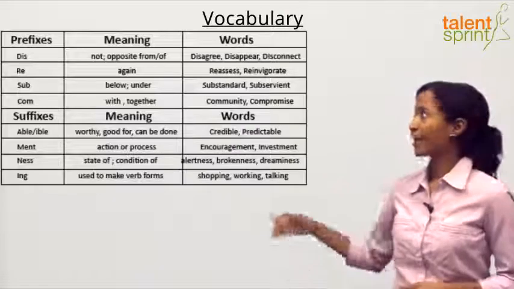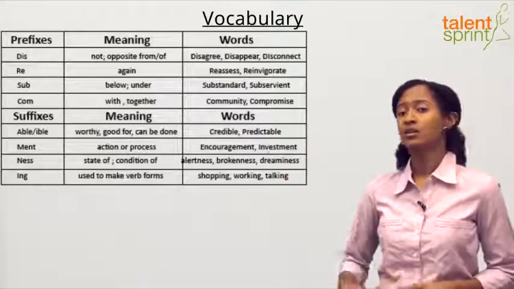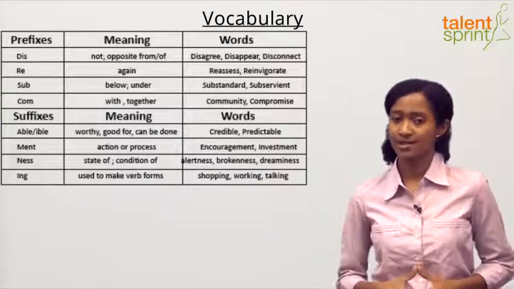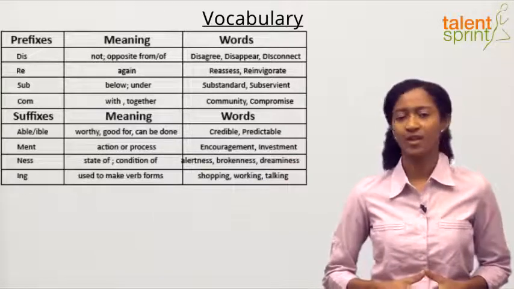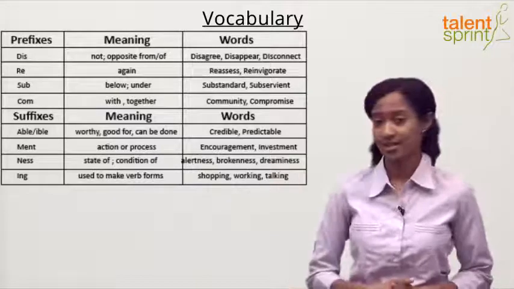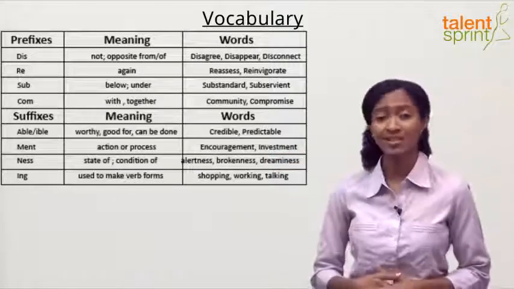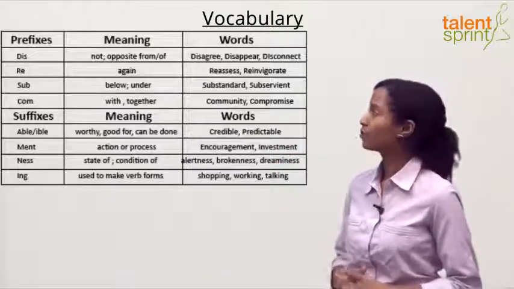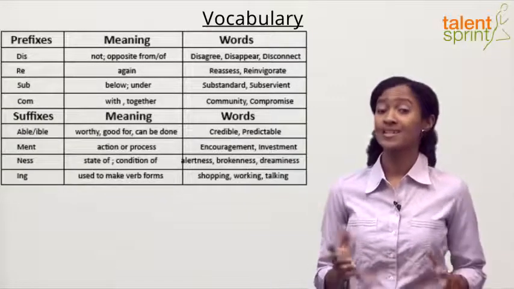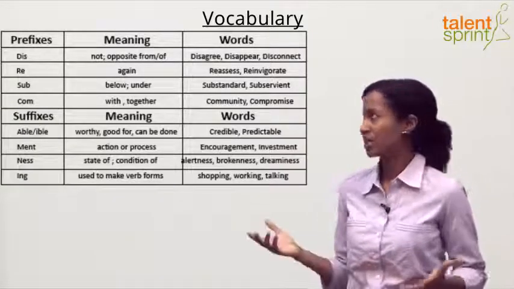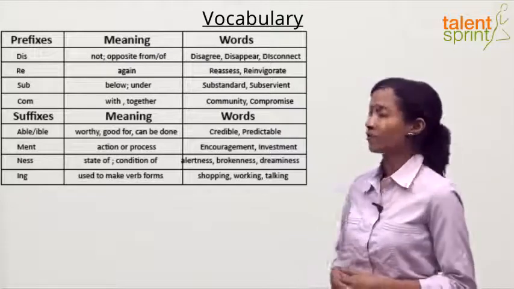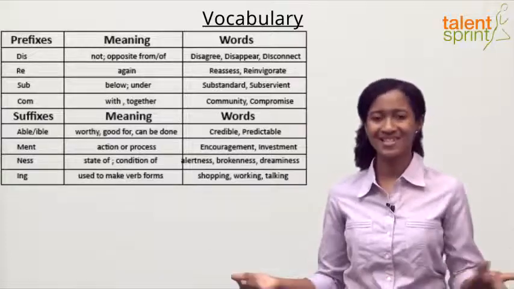I want you to take a look at this table which has quite a few prefixes and suffixes with their meanings. Now let's look at a couple of them and understand prefixes and suffixes in detail. Let's look at the prefix dis. Dis means not or opposite from or of. Now some example words. Disagree. Disagree means not to agree in opinion with someone. Or disappear, not to be seen.